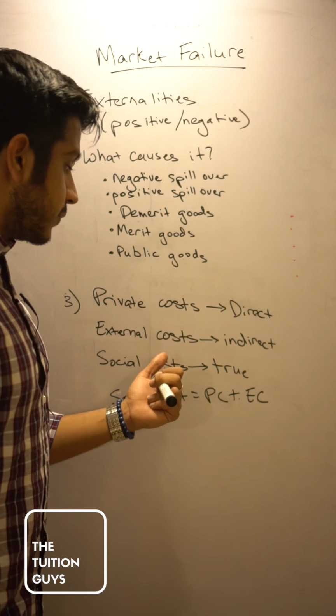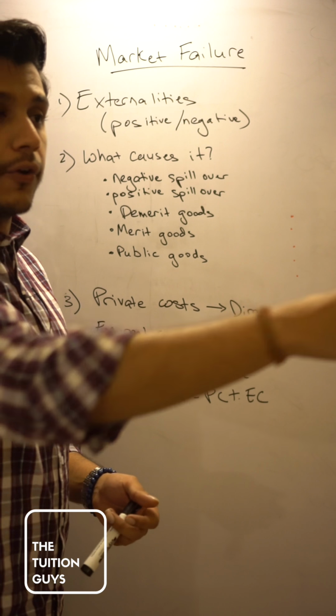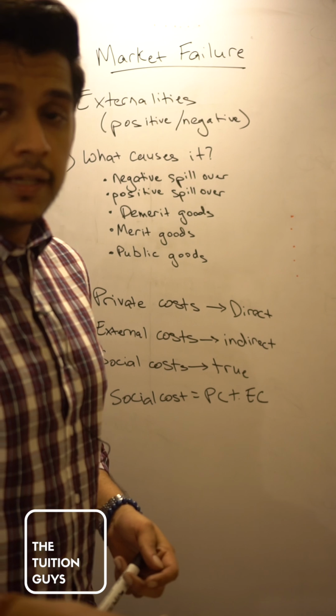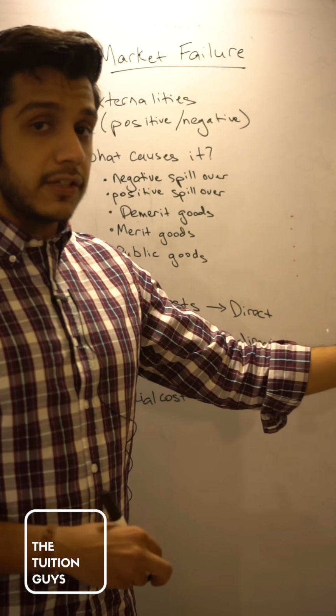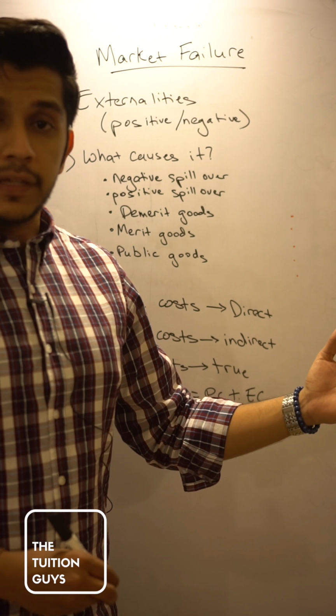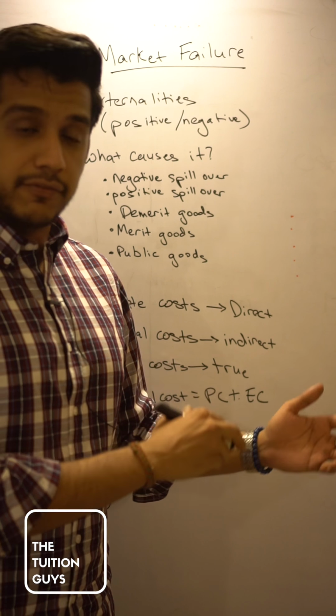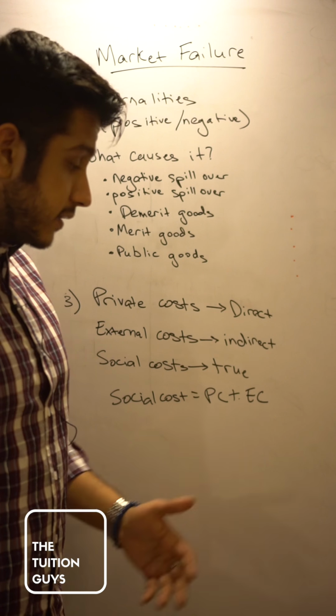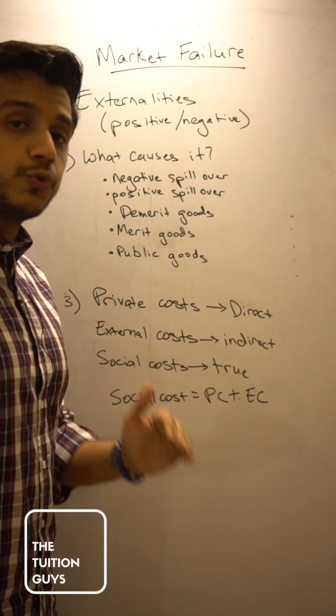But then you have external costs, and those are the people around you, third parties. Me driving my car, I said the exhaust is going haywire, people are being contaminated with all that gas and everything. So again, they're third parties. But then social cost is the true cost incurred.